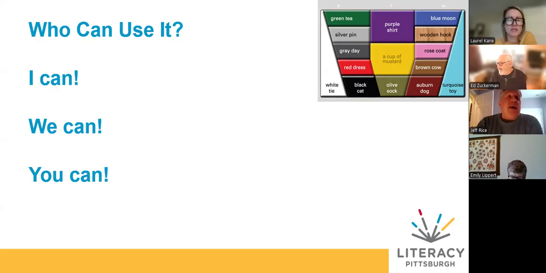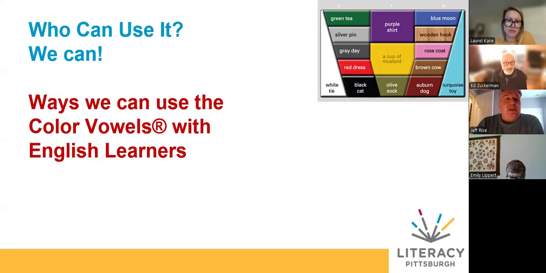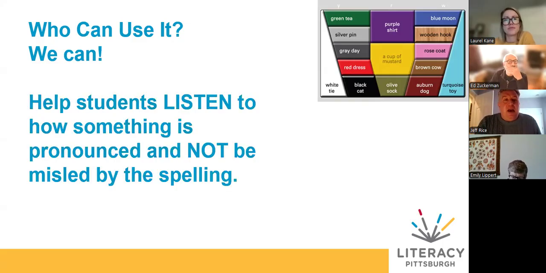Okay, so that was the I can part, helping you to understand how the chart works. So now, how can we use it with our students together? Ways we can use the color vowels with English learners. First of all, it's meant to help students listen to how something is pronounced and not be misled by the spelling. So again, we're not talking about spelling rules or vowel combinations. It's just to listen to the sound and see which sound category it goes into.